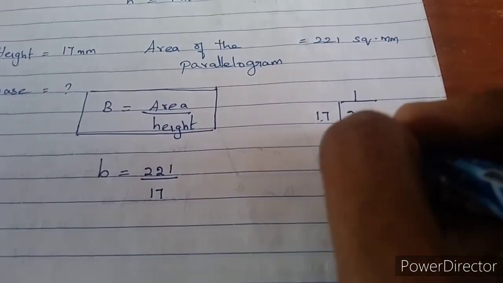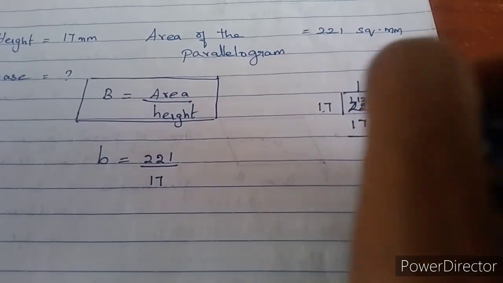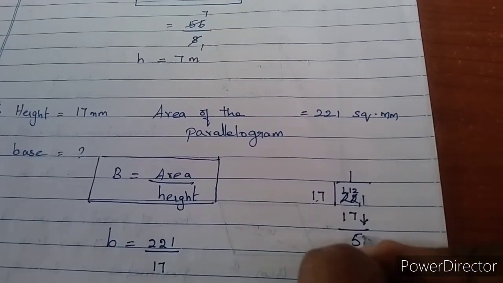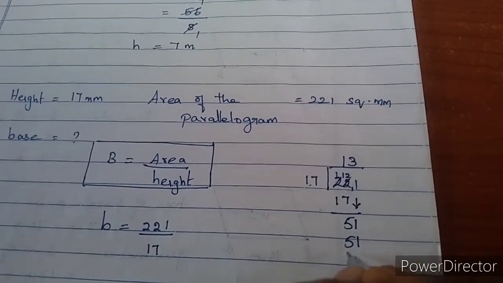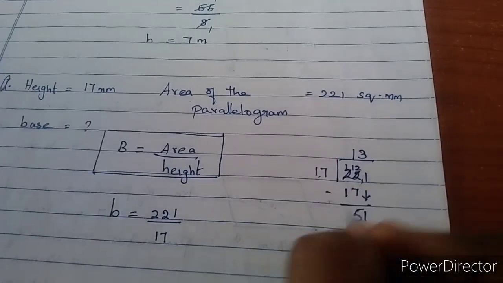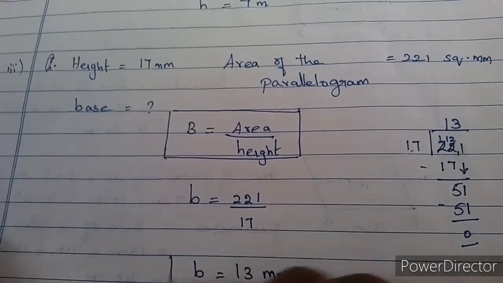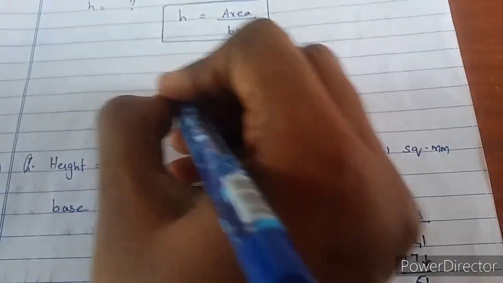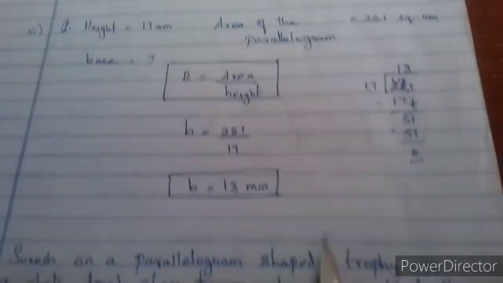Now, 17 ones are 17. So, 22 minus 17, 5. Get down this 1. Now, 17 3s are 51. So, your base is 13 millimeter. Please copy down the sums in your classwork note and highlight the formula and the answer in the box.